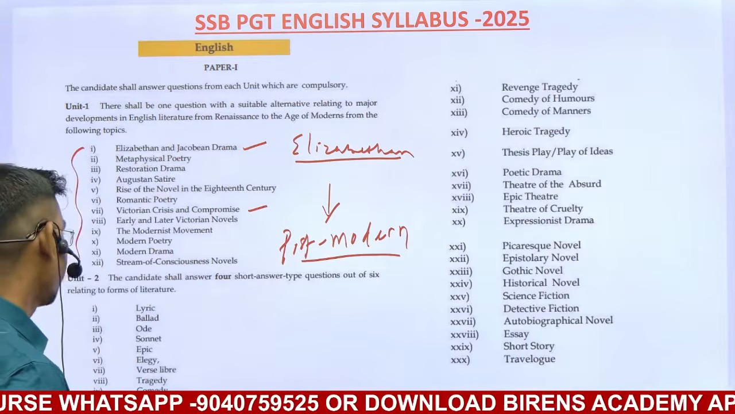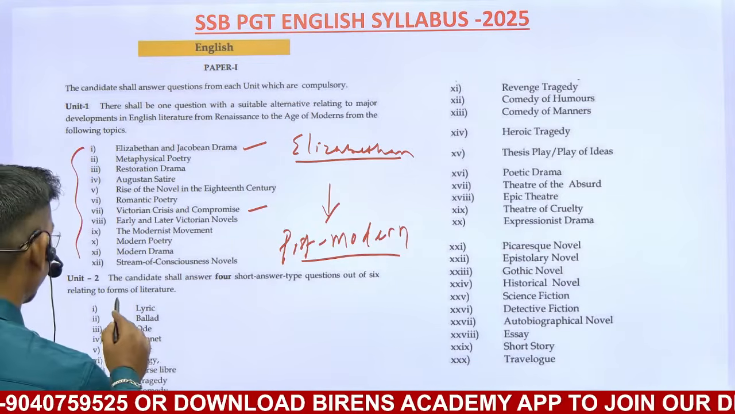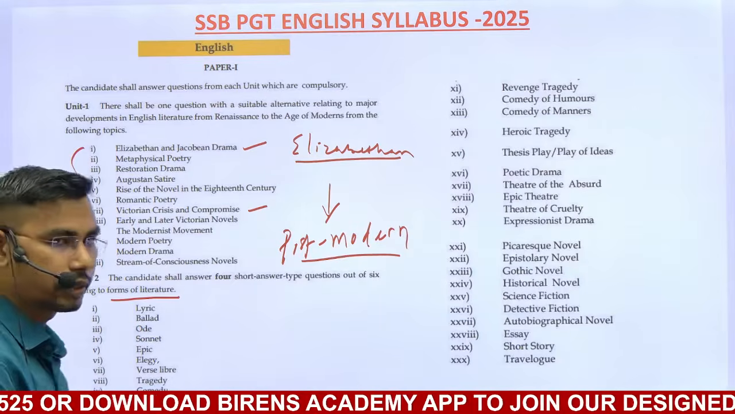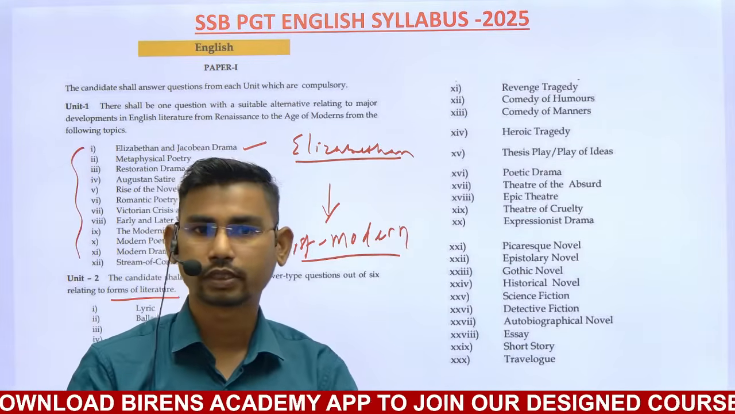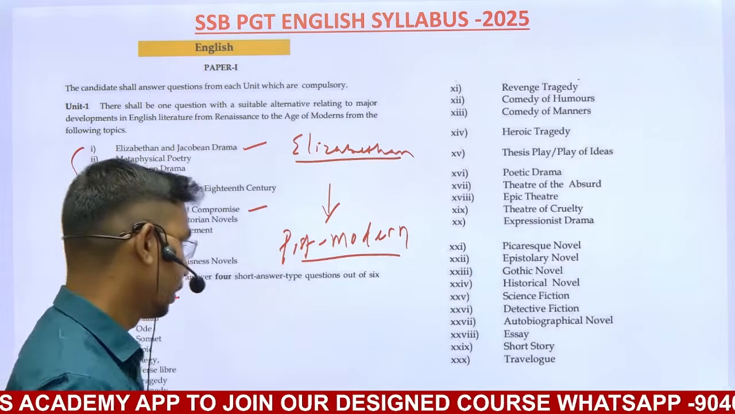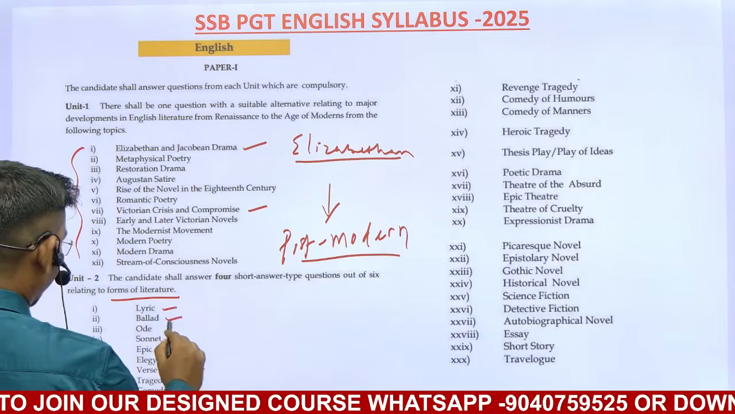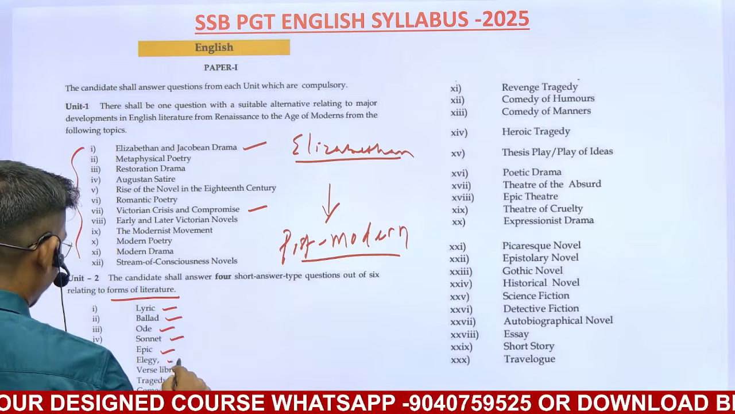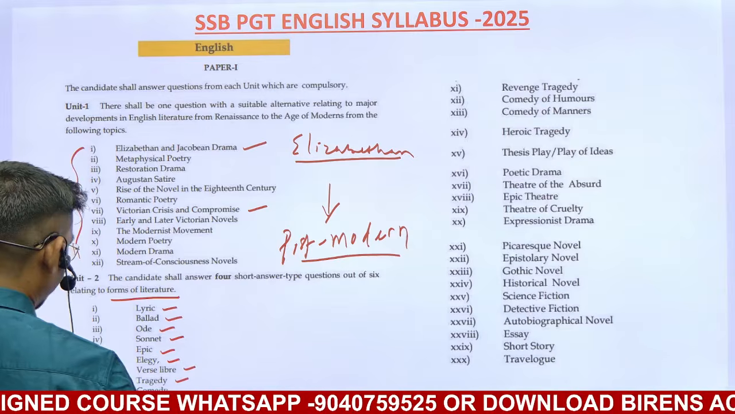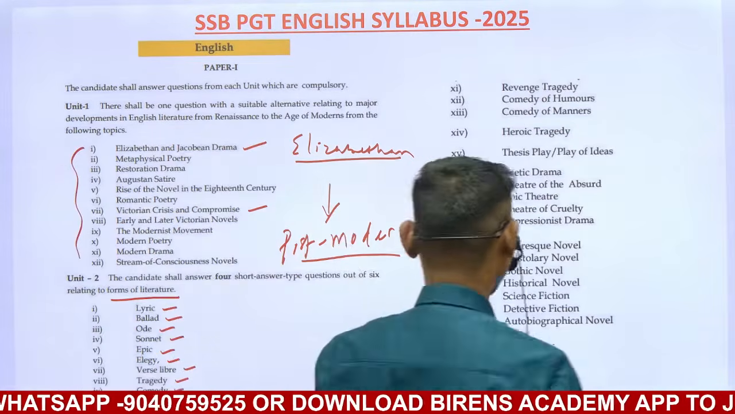Coming to the next unit, the second unit, it asks about the forms of literature, different forms of literature, such as poetry, novel, etc. We'll discuss different forms of literature here, in which you can see on the screen lyric, ballad, ode, sonnet, epic, elegy, verse libre, tragedy, comedy, romantic comedy, and so many other things.